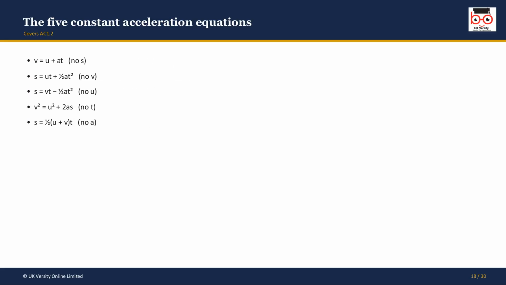There are 5 equations, and each one deliberately leaves out one of the quantities. The first is V equals U plus AT, which has no S in it. The second, S equals UT plus a half A T squared, leaves out V. The third, S equals VT minus a half A T squared, leaves out U. The fourth, V squared equals U squared plus 2AS, has no T. And the fifth, S equals a half times U plus V, all times T, leaves out A.